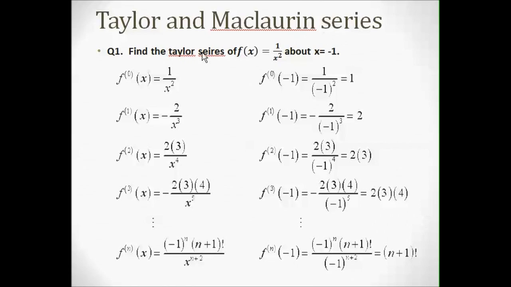So the first question I have for you is to find the Taylor series for f(x) equals 1 over x squared about x equals negative 1. The first step to solve Taylor and Maclaurin series is normally to take the derivatives of the function, as many as possible, until you feel that it's sufficient.